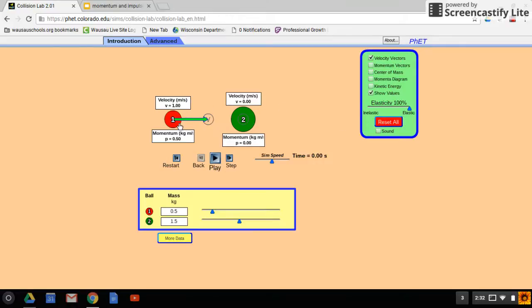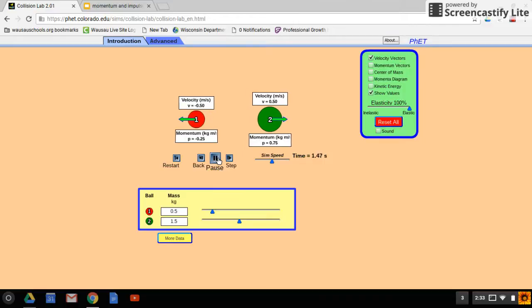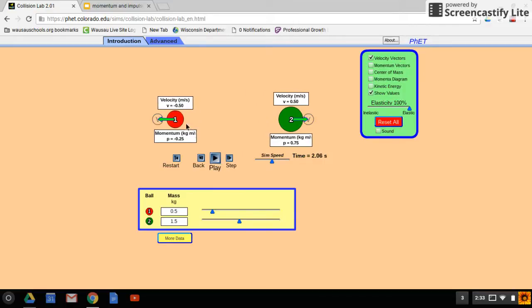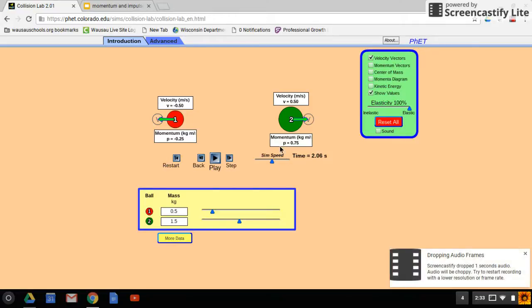But if it's elastic, what should happen? This ball should transfer all of its momentum over to this ball. Boom. Oh, look at that. This ball has a momentum of negative 0.25, negative because it's going backwards. This one is positive 0.75. And the total momentum, if you notice, is 0.75 minus 0.25, which is still 0.5.